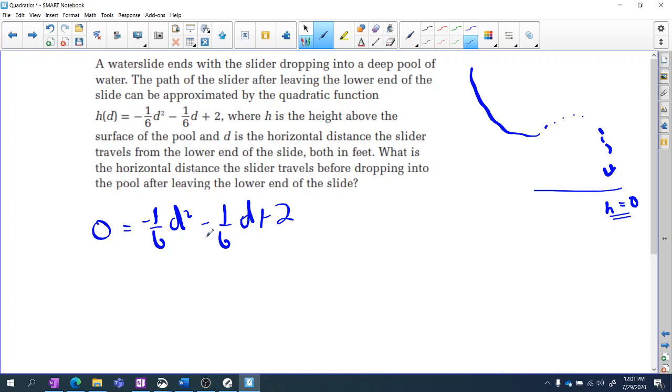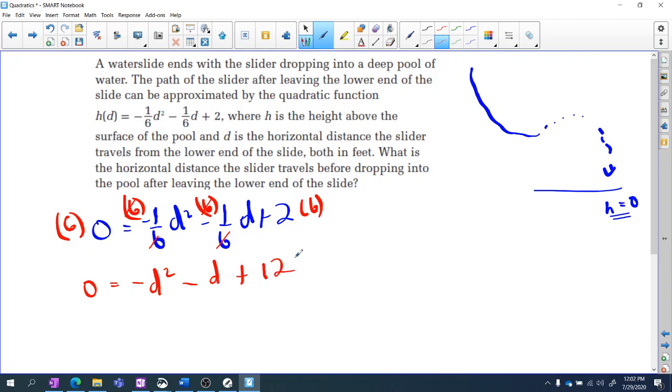So that's where I'm at now. I've got a quadratic equation. It has fractions. I do not like working with fractions unless I have to, and I don't have to because it's an equation. So multiply both sides of the equation, every term by a 6. 6 times 0, still 0. These 6's divide each other out, leaving you with just negative d squared. This 6 gets rid of this 6, leaving you with negative d. 2 times 6 plus 12.